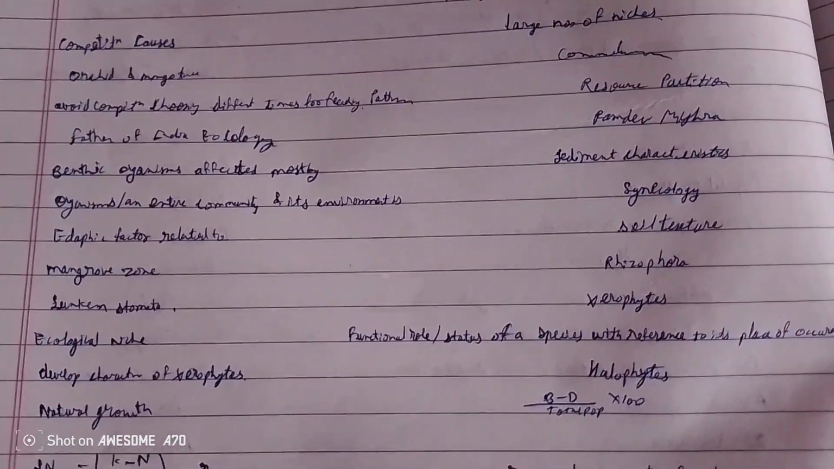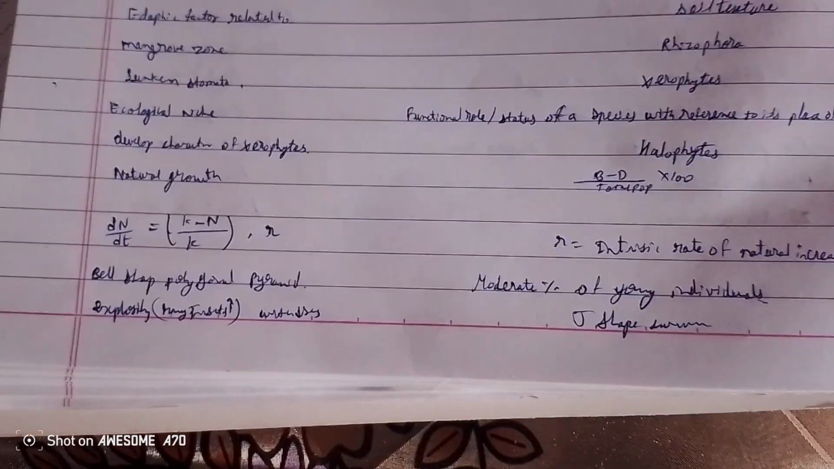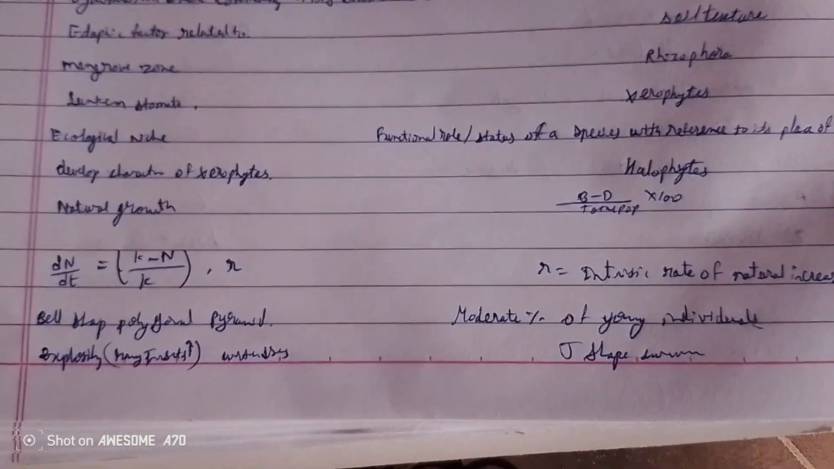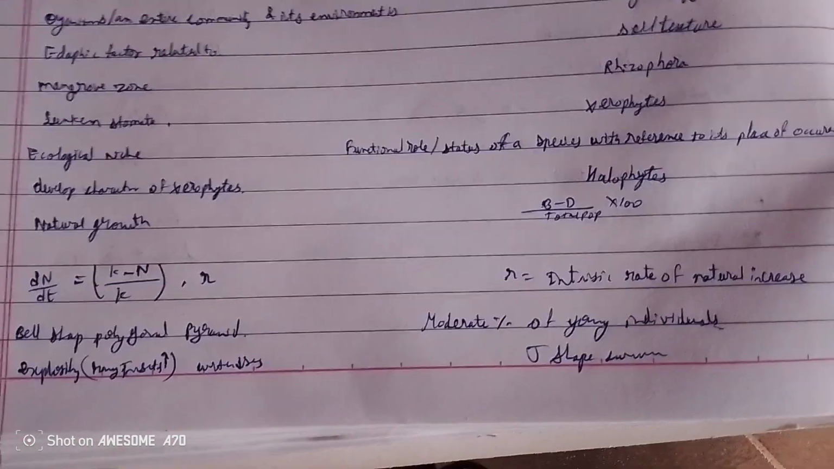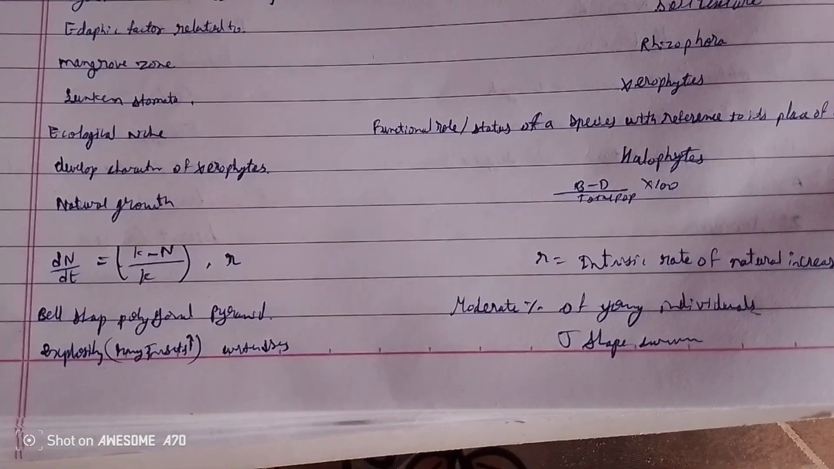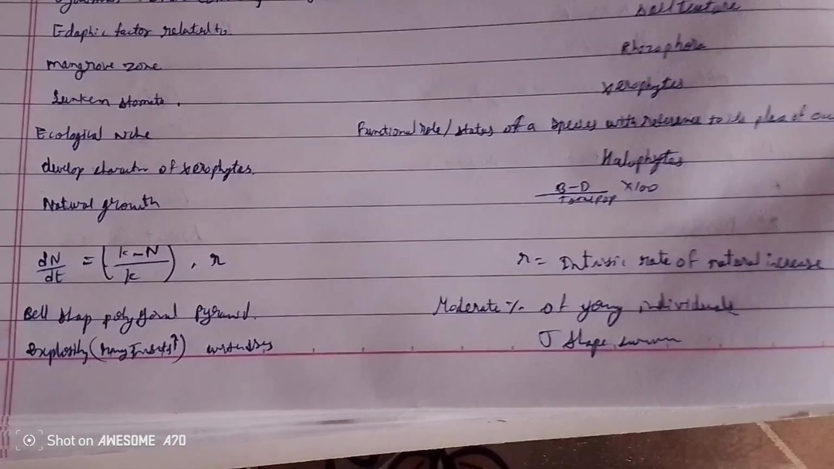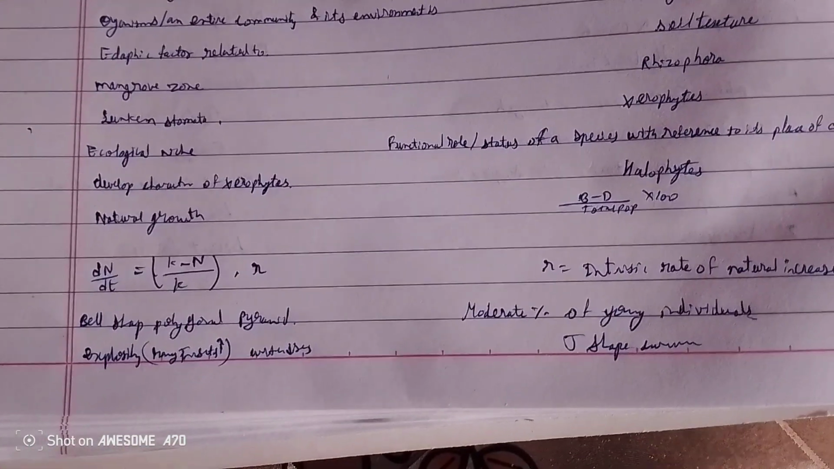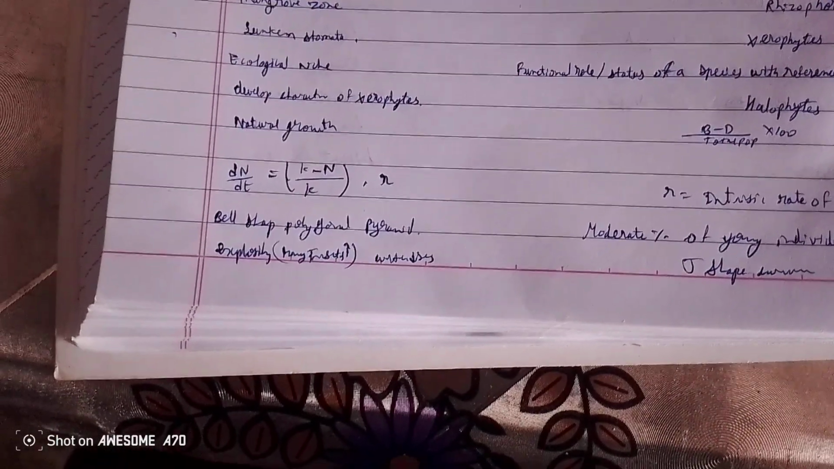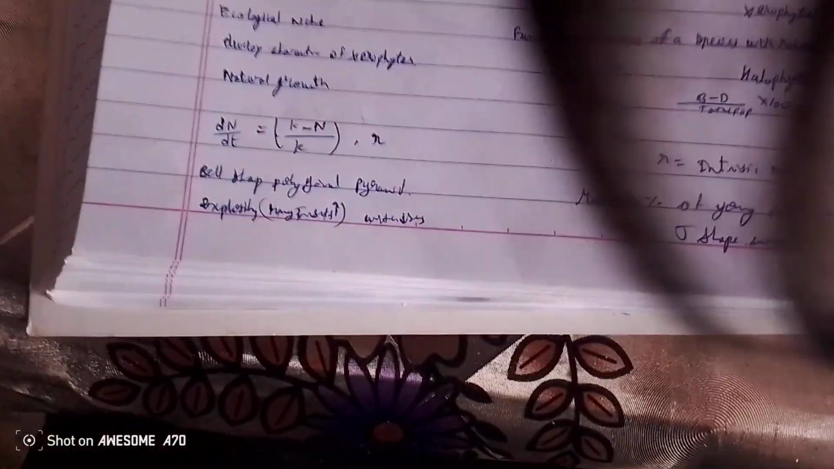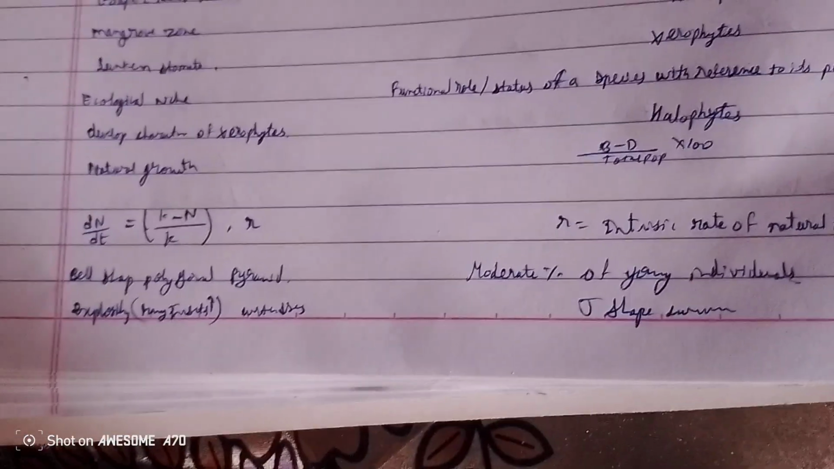Natural growth: birth, death, total population 200. dN/dt = rN (K - N)/K. r is the intrinsic rate of natural increase. Bell shaped pyramid: moderate percent of young individuals. Exponential growth shows a J shape.